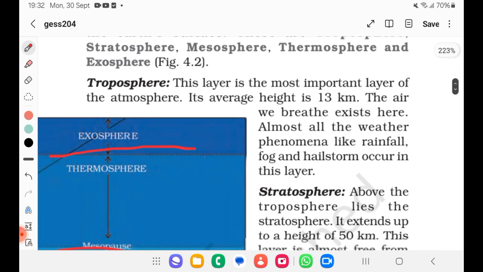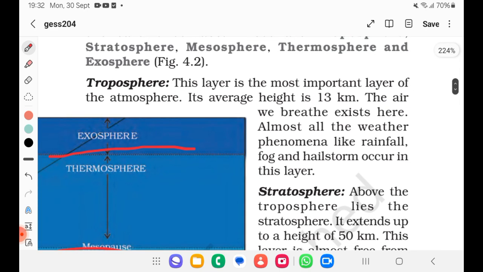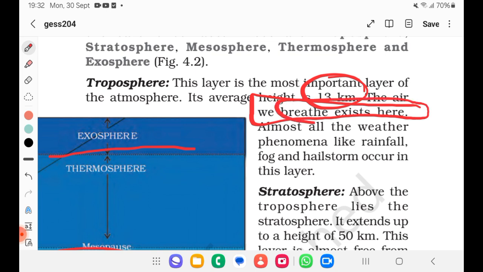So troposphere, this layer is the most important layer of the atmosphere. Its average height is 13 kilometers. The air we breathe exists here. So why is it most important? Because whatever we are breathing, right? This air is from troposphere. Almost all the weather phenomena like rainfall, fog, hailstorm, everything occurs from this layer.